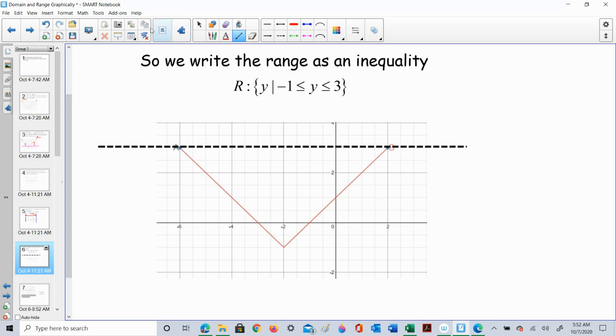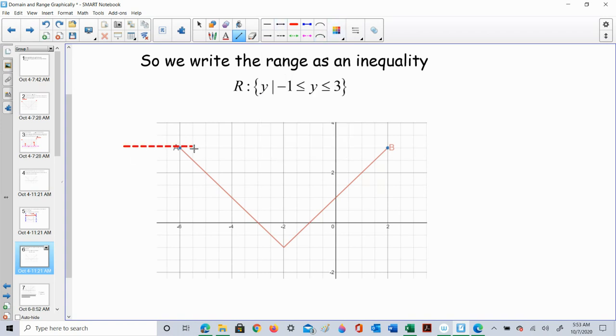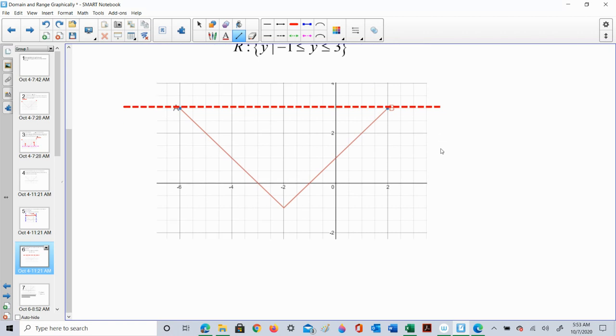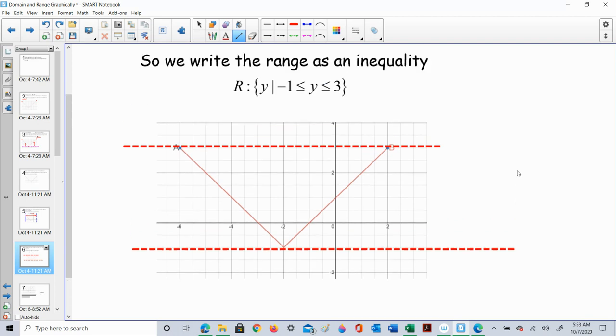Let me undo that. I want it to be red. I said red. Let's make it red. The highest point is there. That would be 3. Our lowest point is here. That would be -1. So our range in this piece of this function is y such that y is greater than or equal to negative 1, less than or equal to 3.